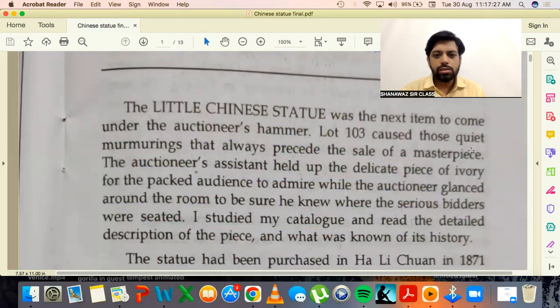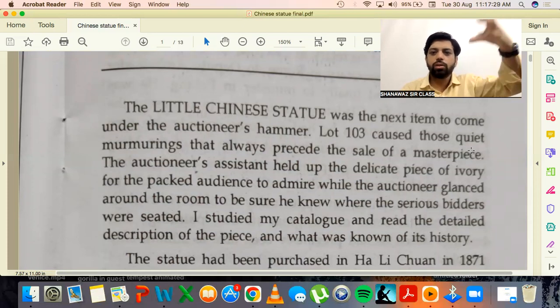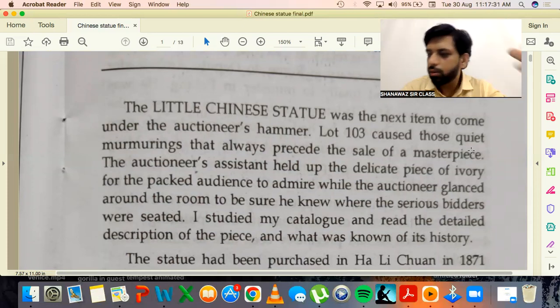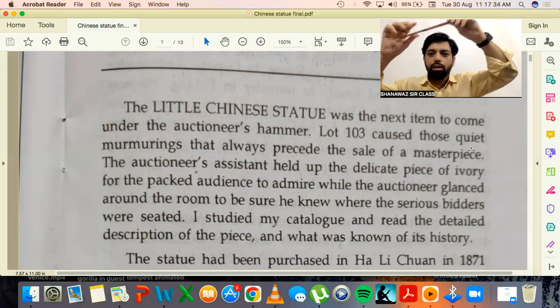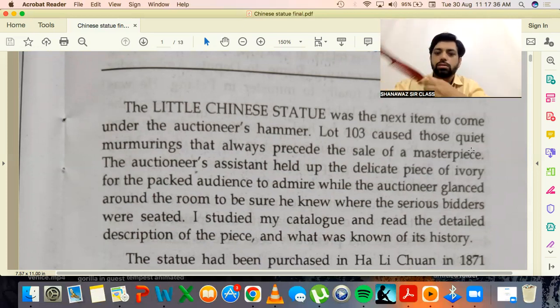The auctioneer's assistant held up the delicate piece of ivory. तो auction का assistant जो था, वो ऐसे सबको लेकर दिखा रहा था, ये देखिए, ये देखिए, ये Chinese style. He held up the delicate piece of ivory for the packed audience to admire. It was made of ivory, so everybody was admiring it.